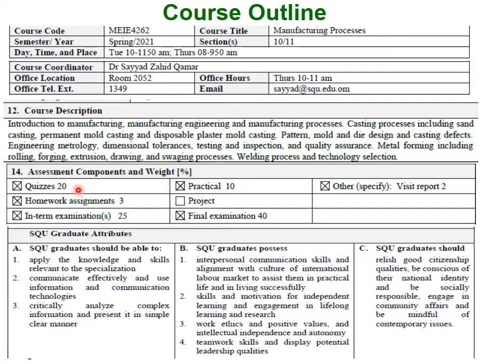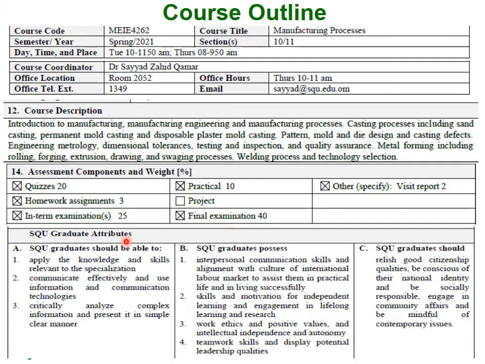So quizzes 20%, practical, which means labs, 10%. Normally we arrange an industrial visit, so 2%, homeworks and assignments 3%. Interim exam, meaning midterm, 25%, final exam 40%. Now this is a tentative distribution, right? This is the distribution for a normal semester, but during a semester which may be fully online, may be partially online, and inshallah after some time it gets back to normal, we don't know if this exact distribution will be there, but most probably it will be.